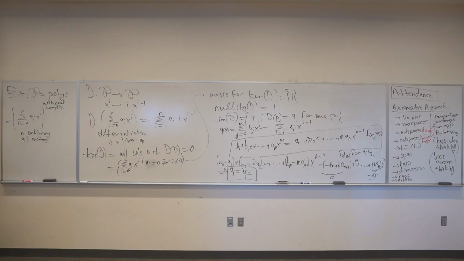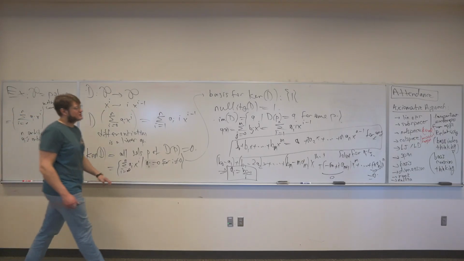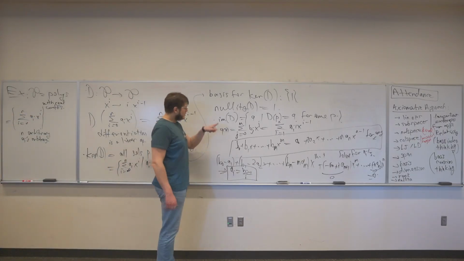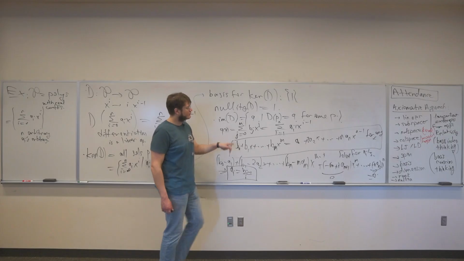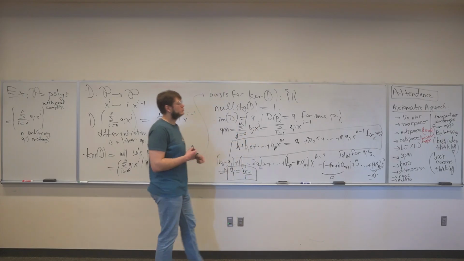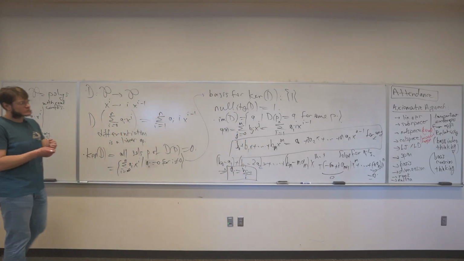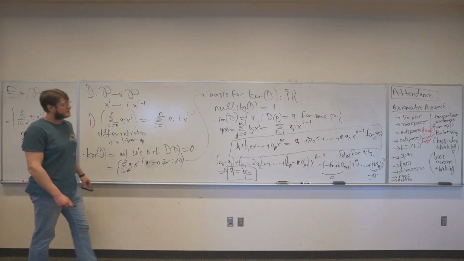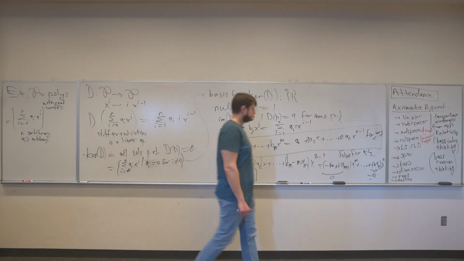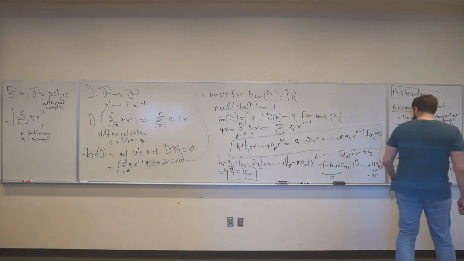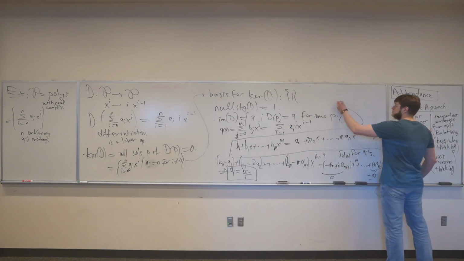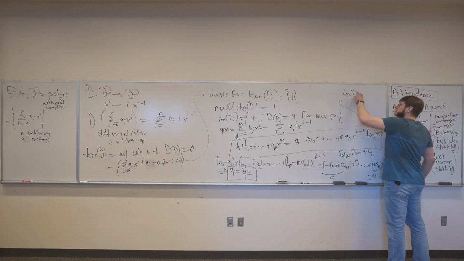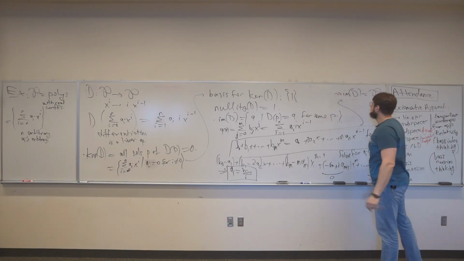This is not super important. The whole point of doing all these calculations is that any polynomial q is of the form D of p for some polynomial. In other words, any polynomial has an antiderivative. That's what I'm trying to do here. Consequently, the image is everything. So the image is the whole space of polynomials.